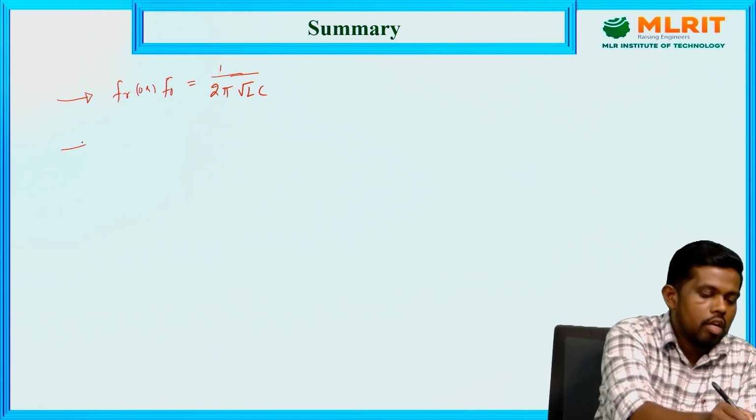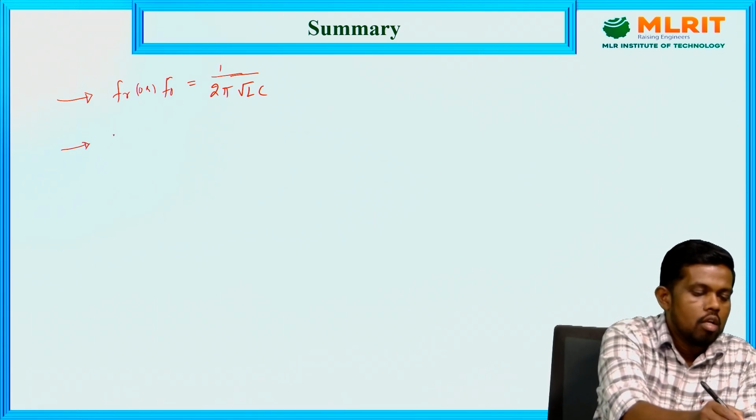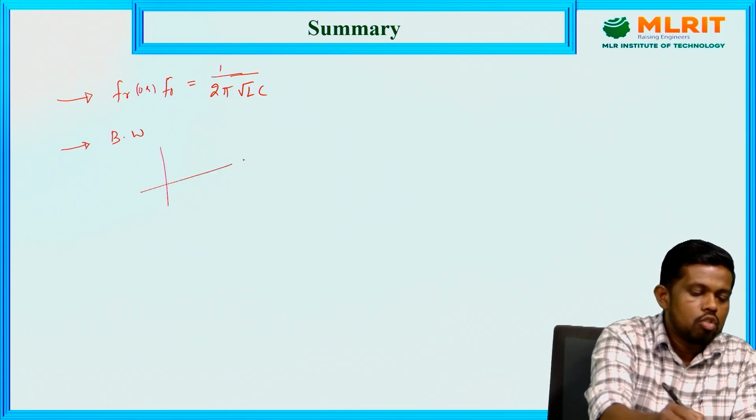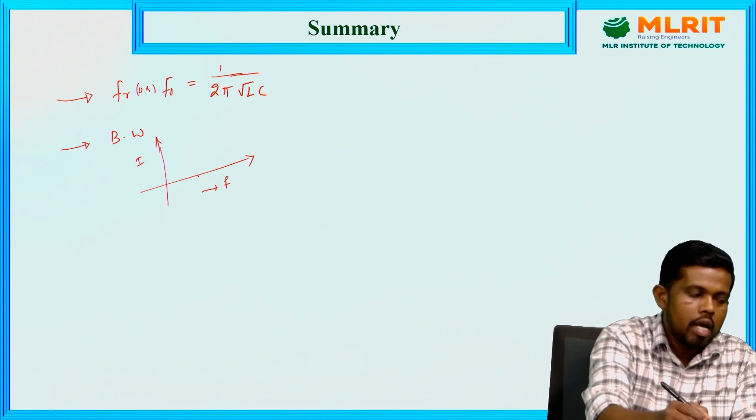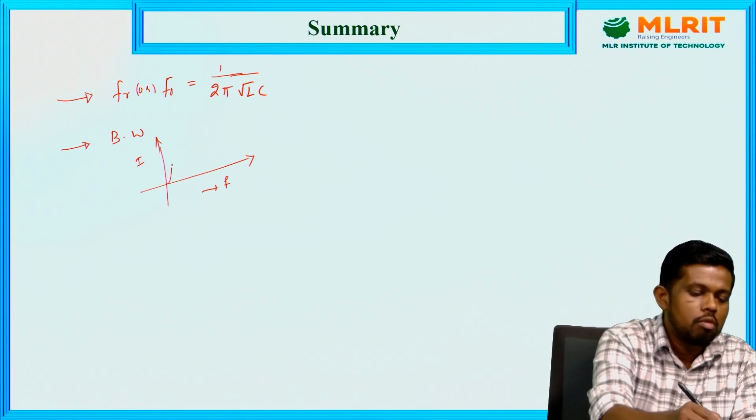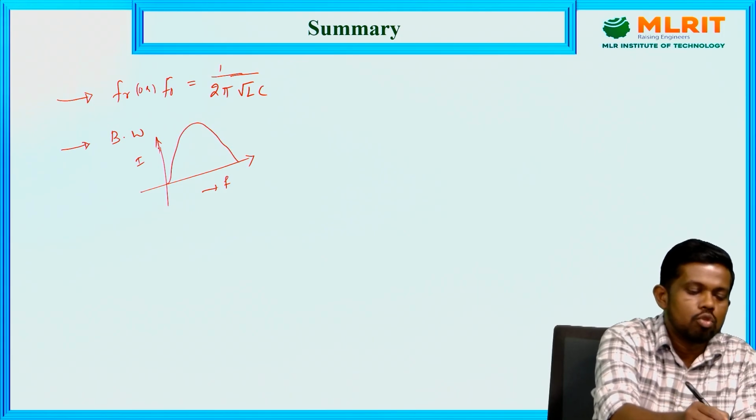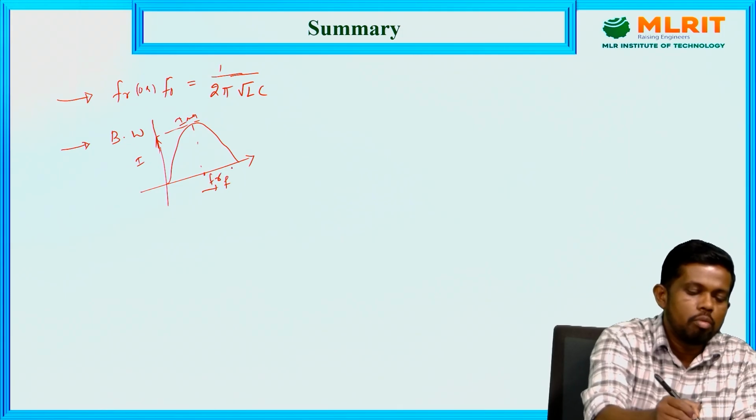Then we determined the bandwidth of the signal, or the bandwidth of the frequency. We can draw the graph of current with respect to frequency. Bandwidth is defined as the range of frequency over which the circuit current is equal to or greater than 70.7% of its maximum value on the frequency curve. At the peak or maximum value, the corresponding frequency is said to be the resonance frequency.